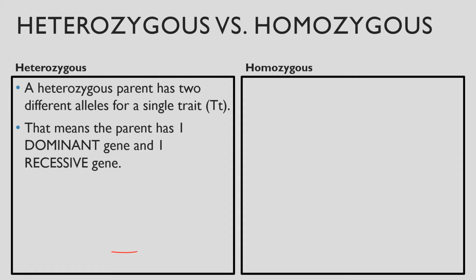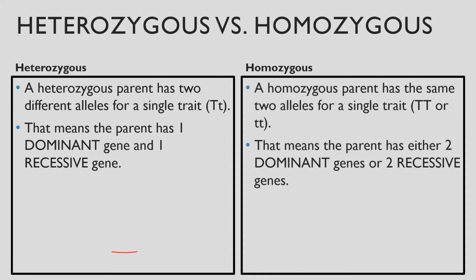Homozygous means that the parent has the same 2 alleles for a single trait. So once again, going back to the eyes, if we have 2 capital letters, that parent only has genes for brown eyes. If they have 2 recessive alleles, they only have genes for blue eyes. And so this is actually how it makes it very easy to understand what's going to happen.